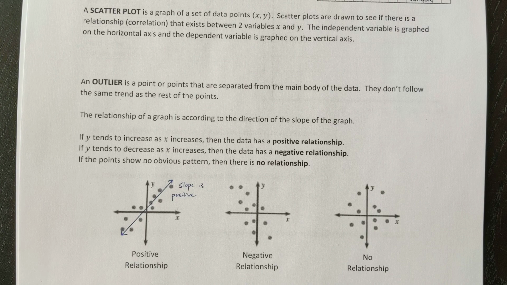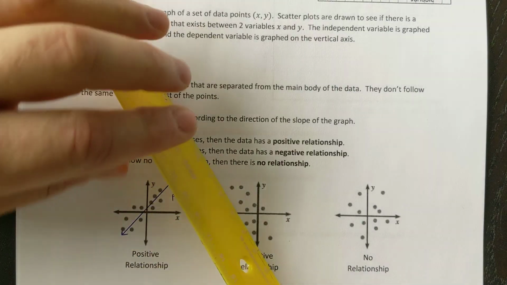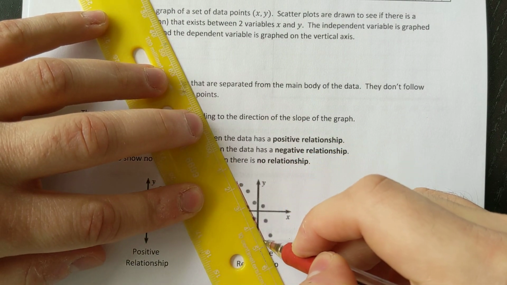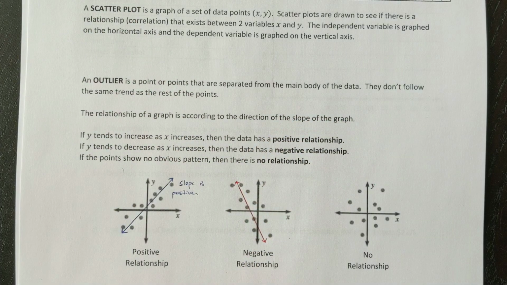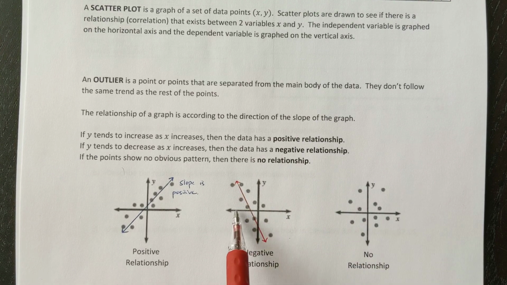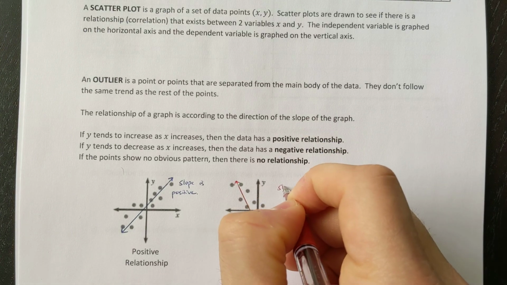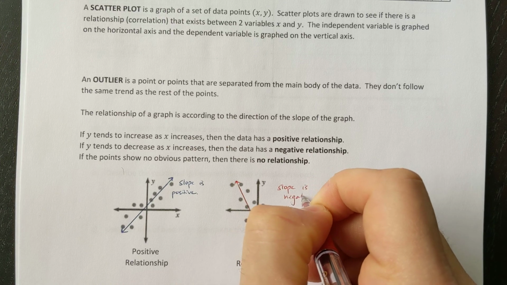If y tends to decrease as x increases, so as x gets bigger and bigger, y gets smaller and smaller, and we can draw, for example, a line of best fit as such, then we say that the data has a negative relationship. So as x increases and y decreases, that's a negative relationship. And that's because the slope of the line of best fit is negative.